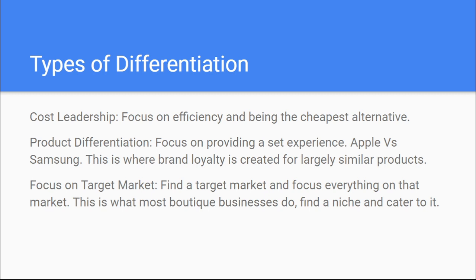And then there's really focusing on a target market, which is finding a target market and then focusing everything you can onto that market. And this is what most boutique businesses do, which is kind of what a lot of small businesses are going to be more focusing on, is finding their niche and heavily catering to it.